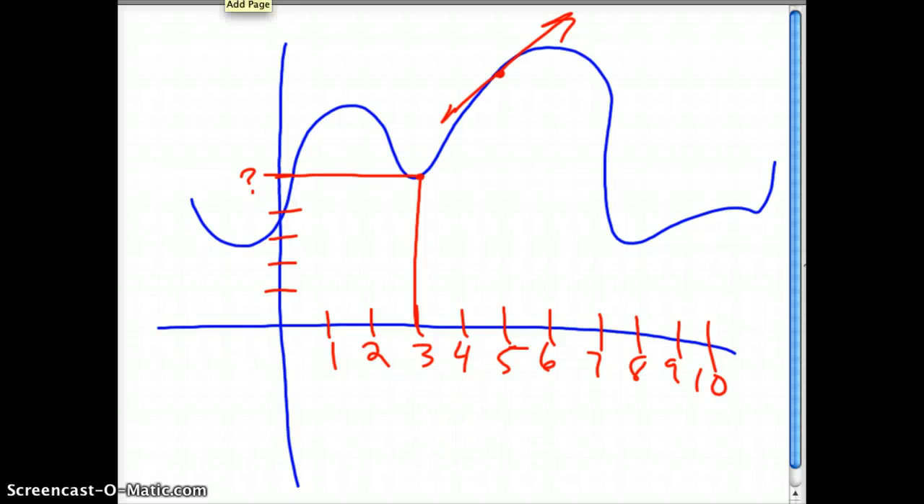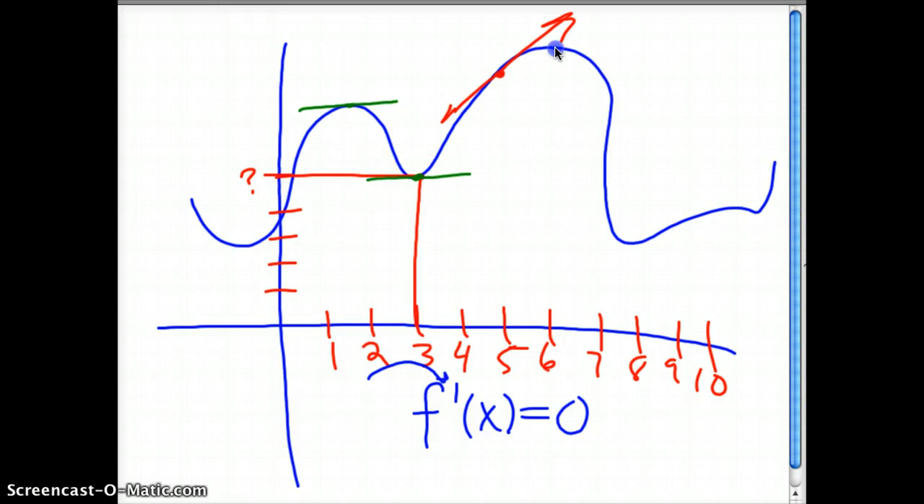And if I were to say, where is f prime of x equal to 0? I'm asking you, where's the slope of the tangent line equal to 0? Lots of answers to that. Right here, the slope is 0. Right here, right here, right here, right here. So I have multiple places where the slope of the tangent line, or the derivative of my function, is 0.